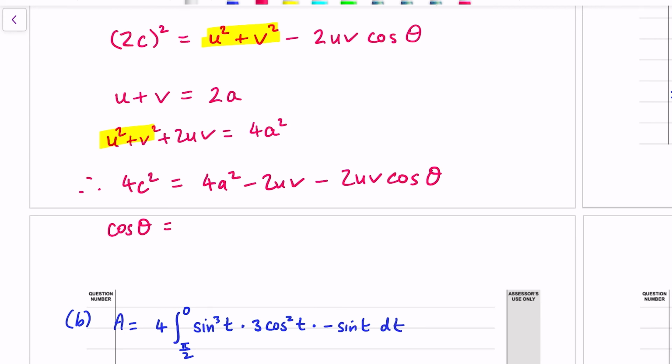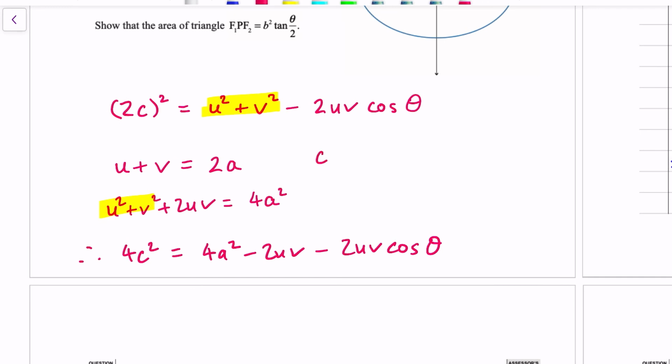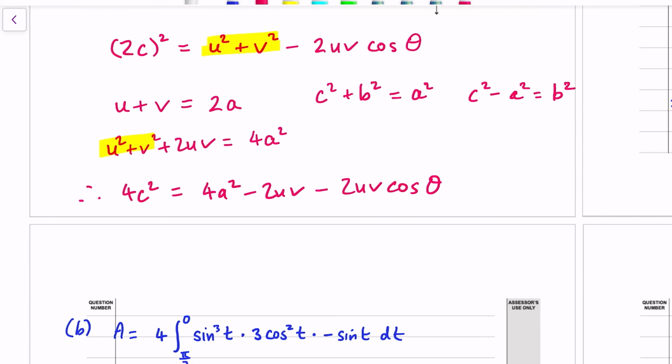Actually, first there's another thing about the ellipse that I know. I know that c squared plus b squared equals a squared for an ellipse. It's on the formula sheet. And therefore, c squared minus a squared equals b squared. That's how I get rid of the a's and the c's in this equation, because 4c squared minus 4a squared is 4b squared. If I move the a squared to the other side, I've got 4c squared minus 4a squared.